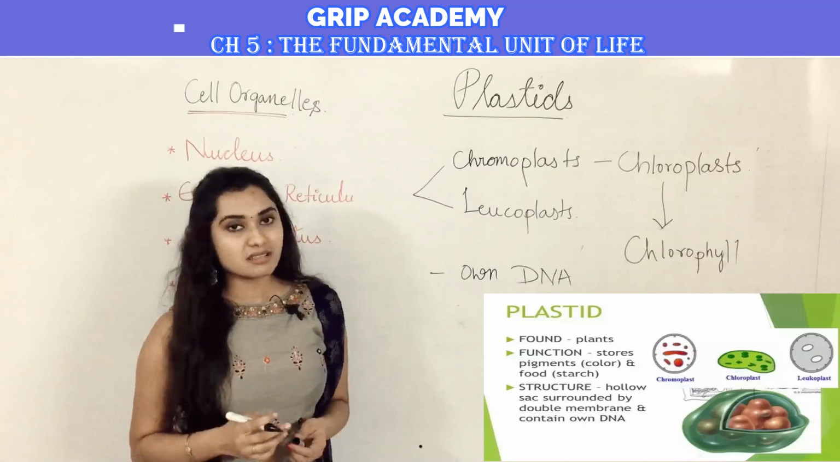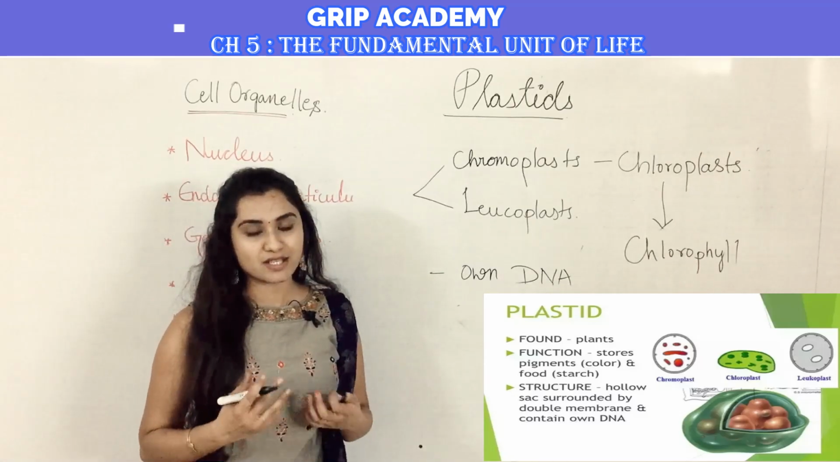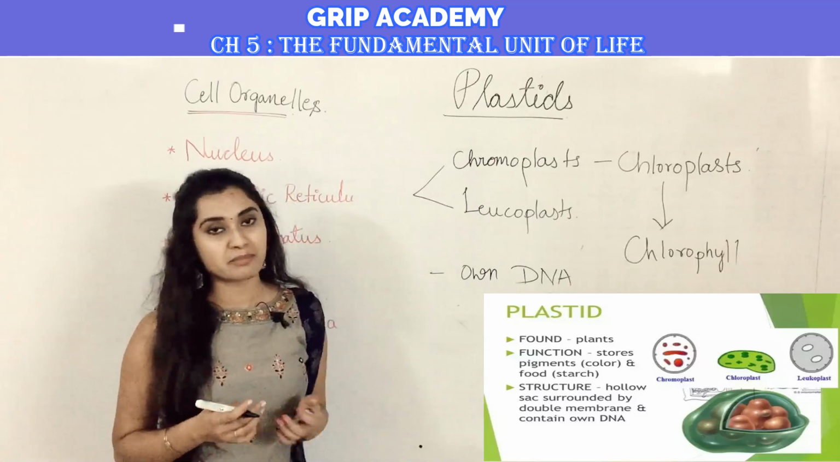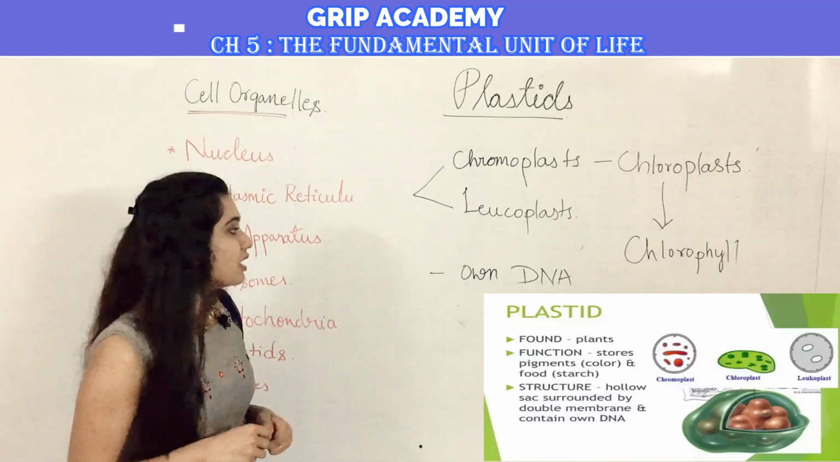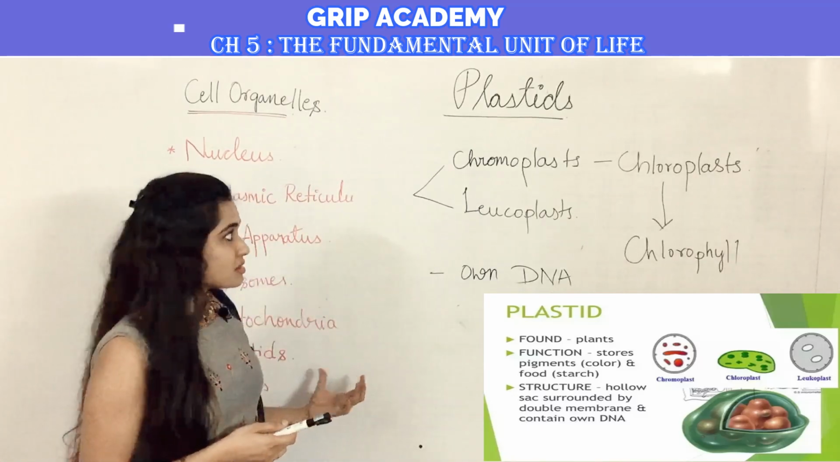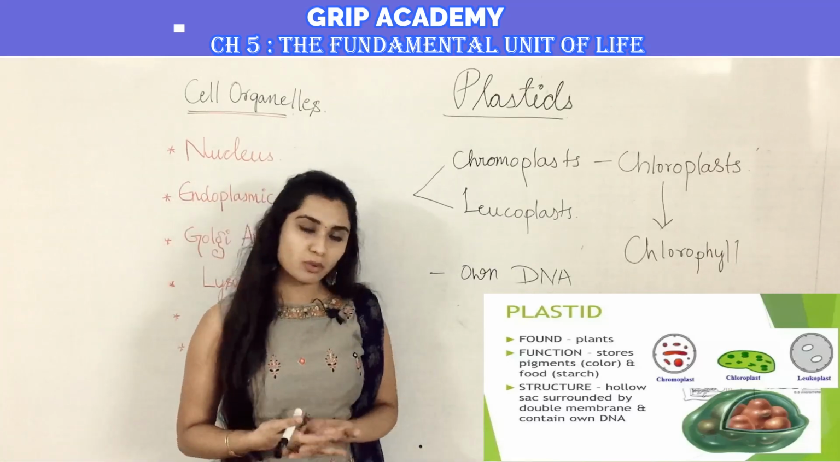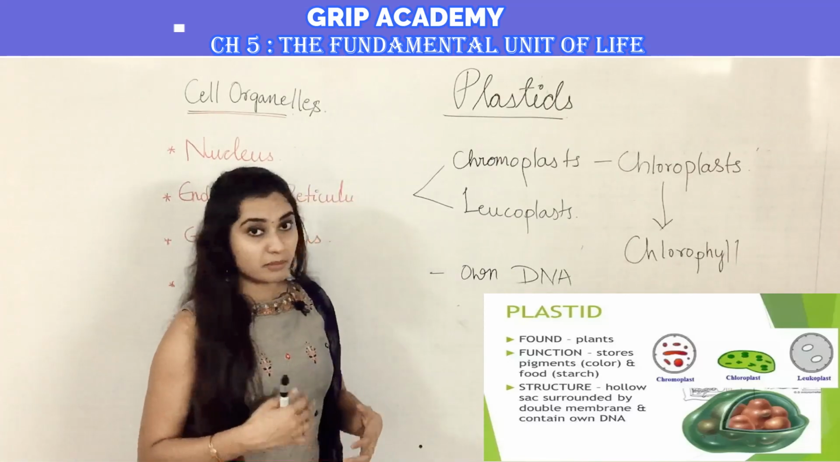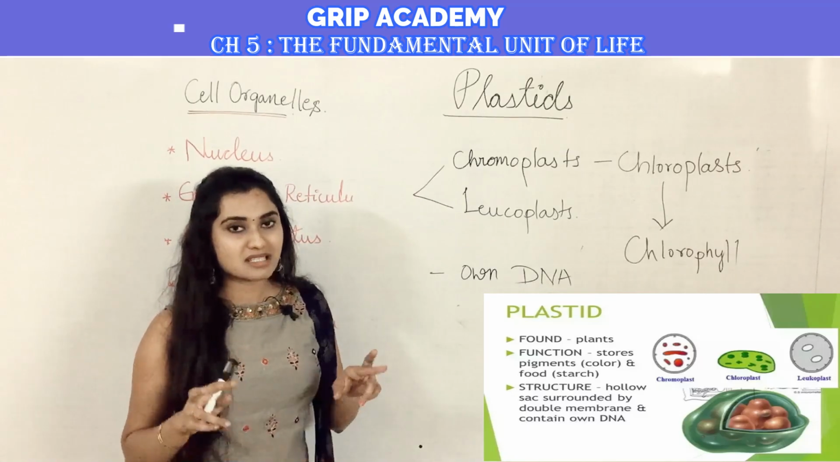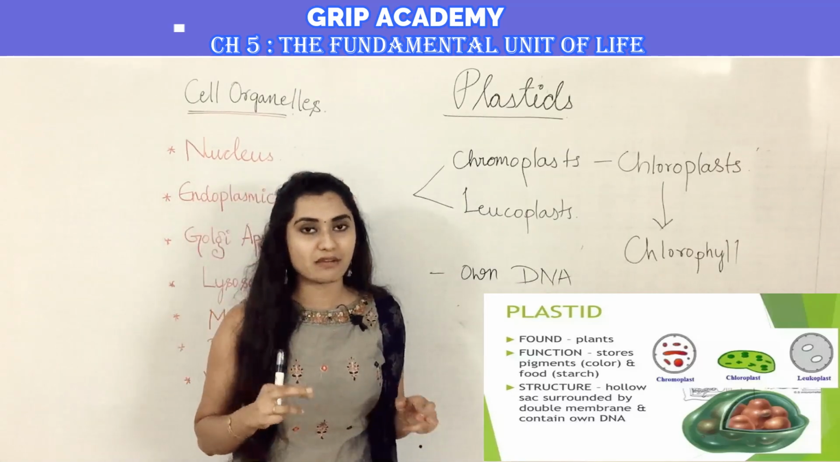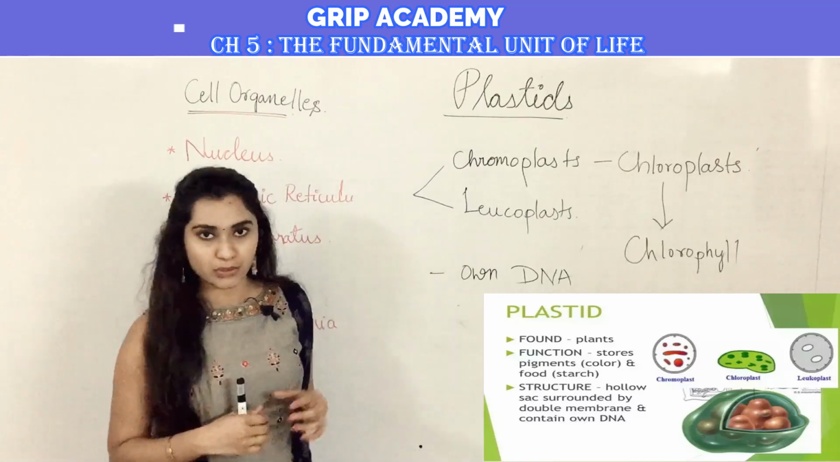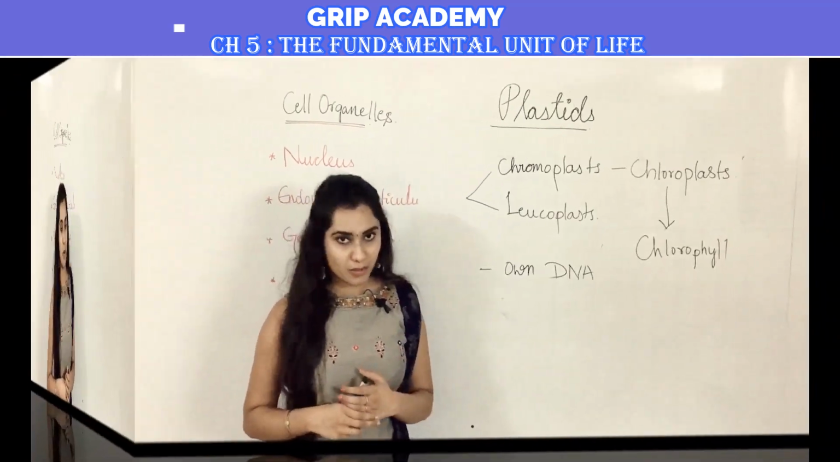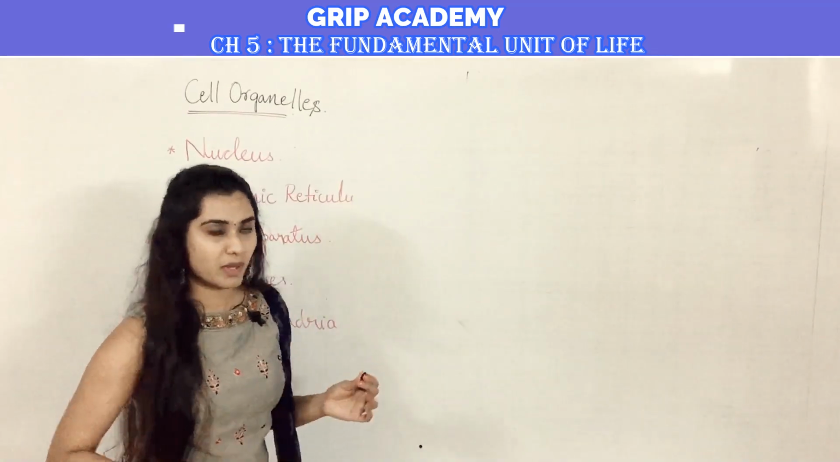And also the internal structure of the plastids has numerous membrane layers, which are embedded in a substance called stroma. And like mitochondria, plastids also have their own DNA, which can manufacture its own proteins. So these are the only two cell organelles which have their own DNA other than the nucleus. So this is all about plastids. So the next cell organelle is vacuoles.